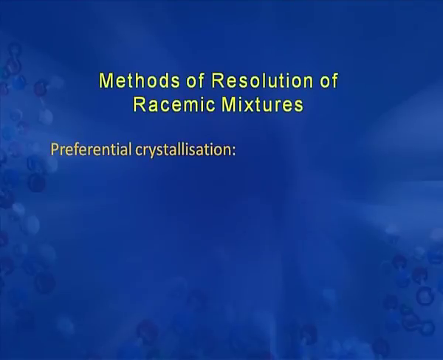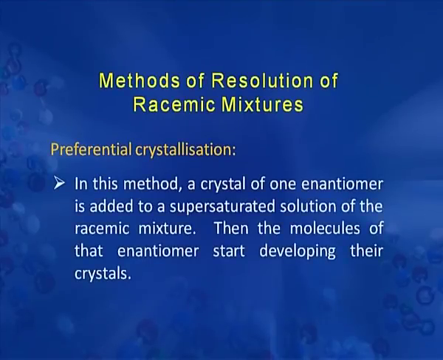Another method is crystallization. In this method, a crystal of one enantiomer is added to a supersaturated solution of the racemic mixture. Then what happens? The molecules of the one particular enantiomer that we have added start developing their crystals on those seed crystals which we have added, and the other remains in the solution.